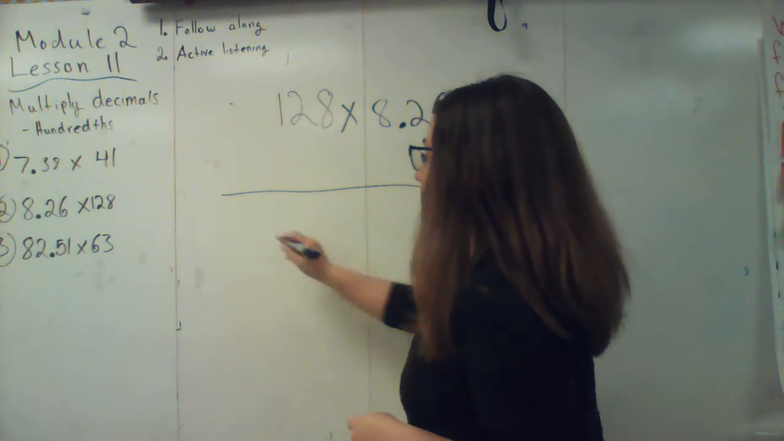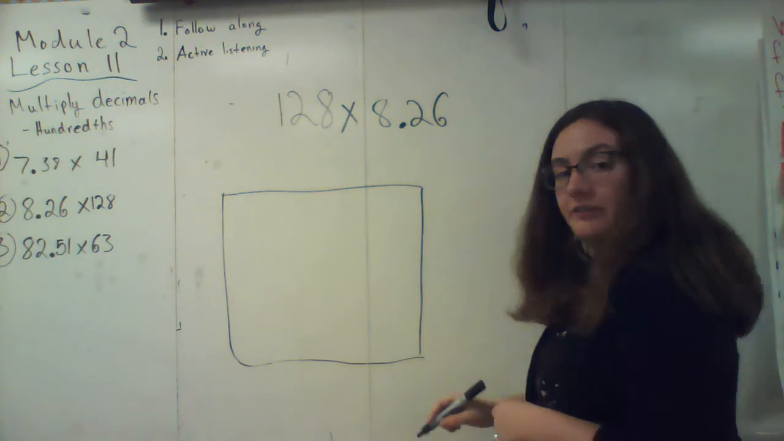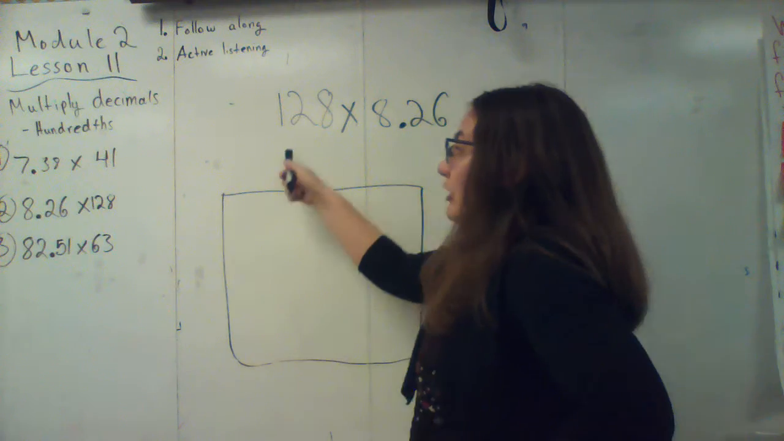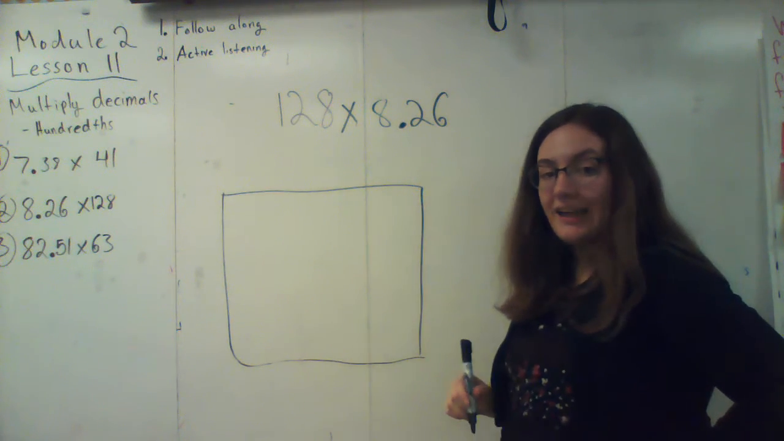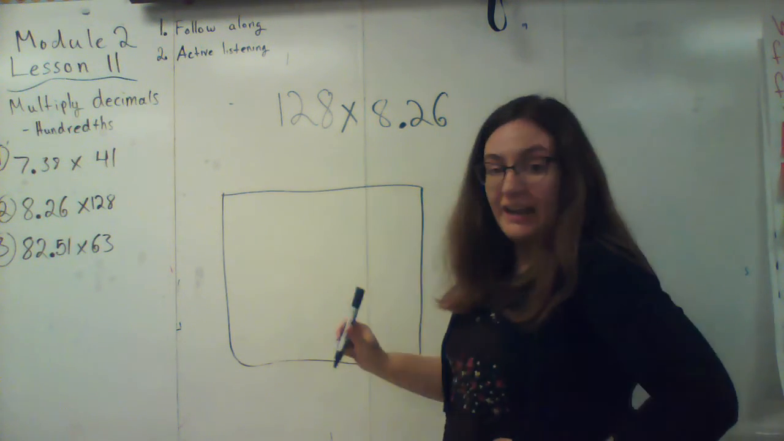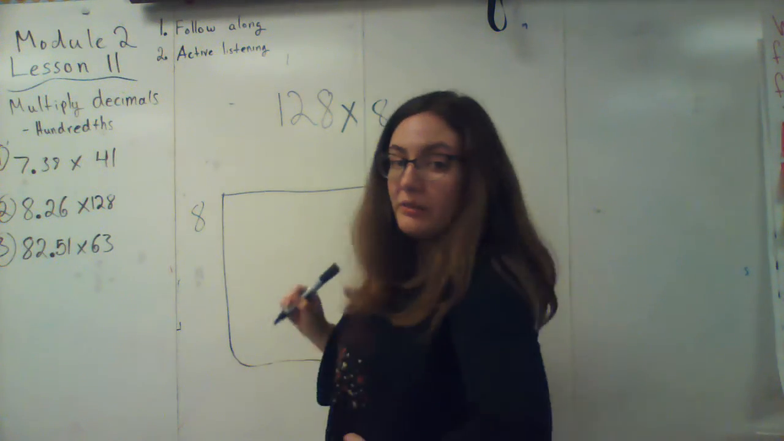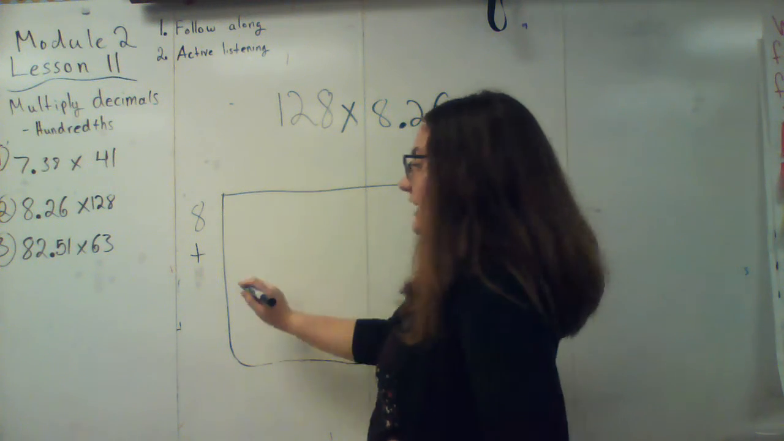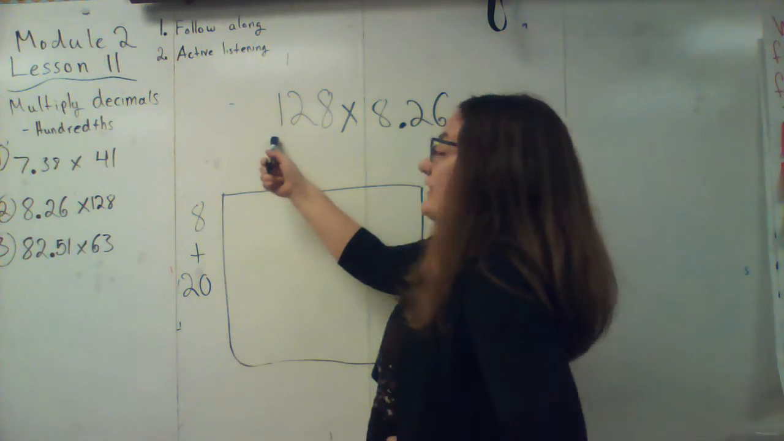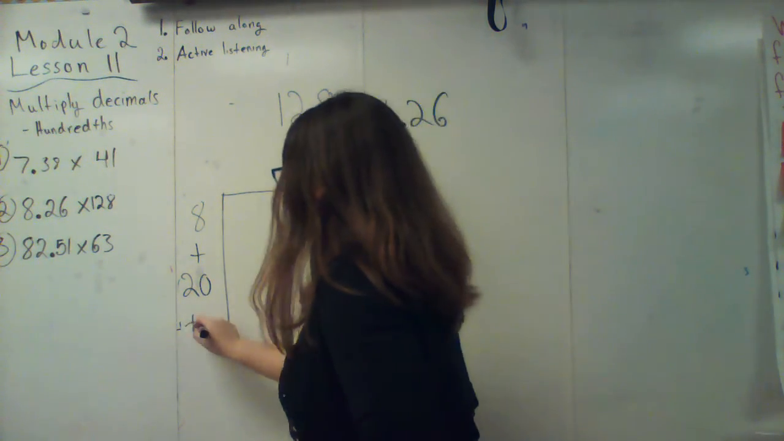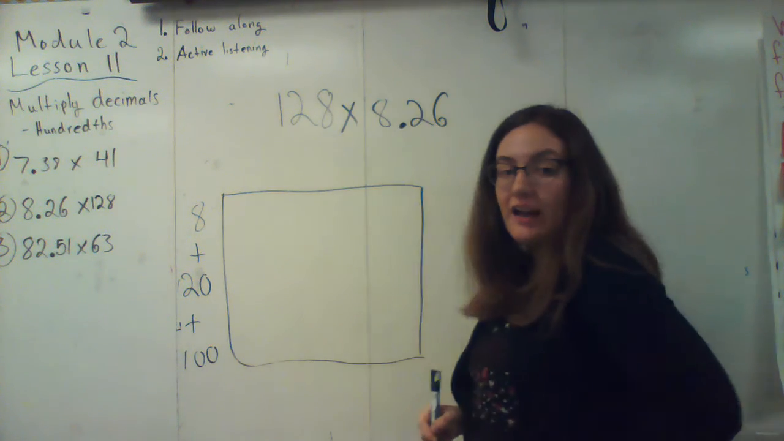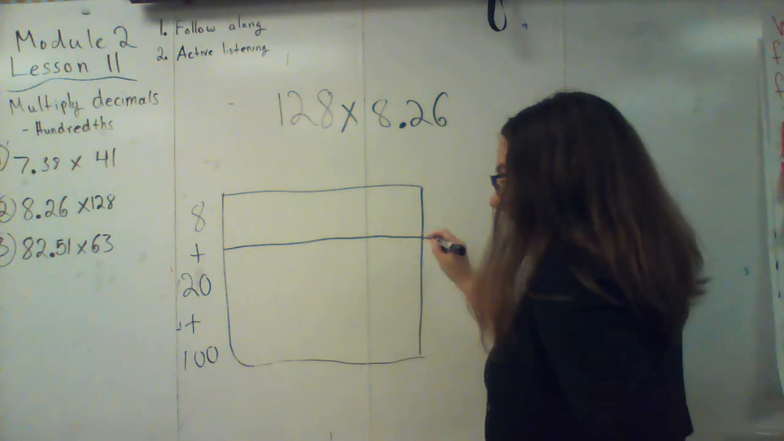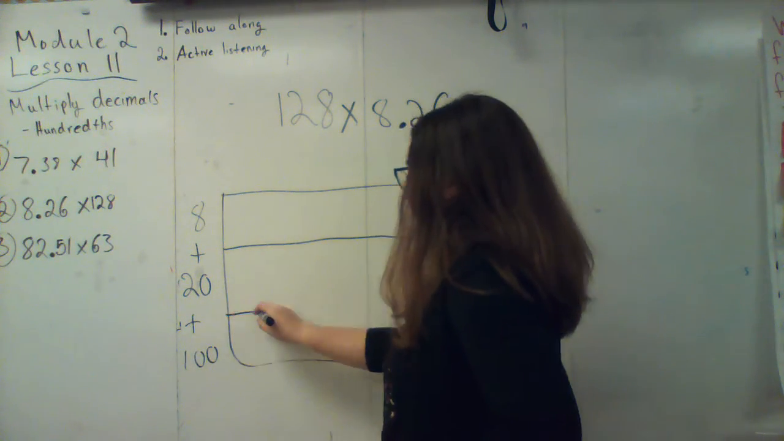So I, again, will draw my box. Make sure you draw a kind of big one for this because we have a lot of digits to work with. On the side, I have the number 128, and I have to write that in expanded form. So I have 8 ones. Remember, I like to start with my smallest place value. 8 ones plus 2 tens, so that is 20, plus 100. So I have all of my numbers for the side of my area model. I draw my lines where I see my plus signs.